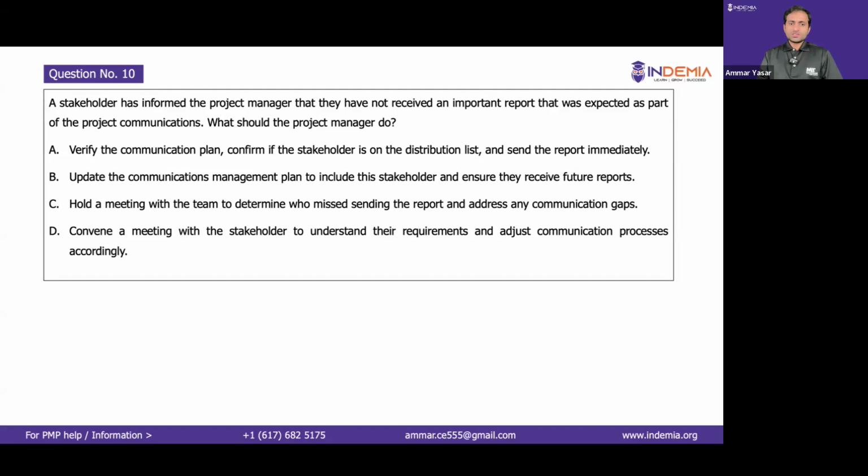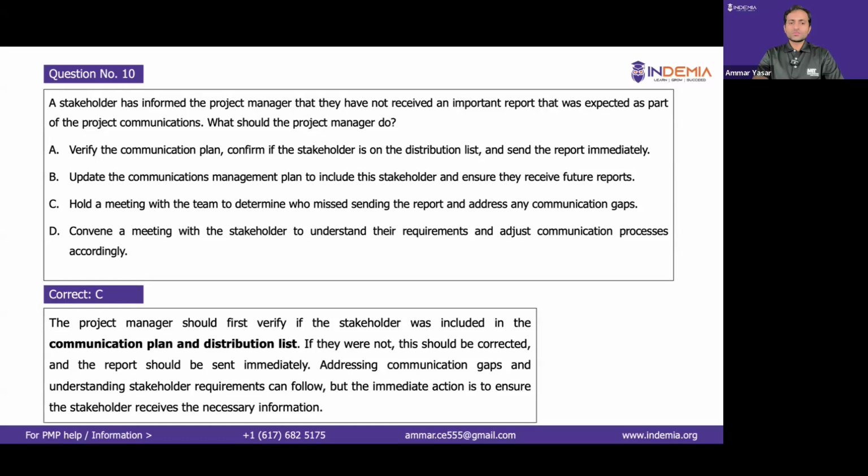Option D, convene a meeting with the stakeholder to understand their requirements and adjust the communication process. So it's not about a difference in requirements. Requirements are the same. They're just looking for the same report. So you need not change the requirements. So the correct answer is option A, verify the plan, confirm if the stakeholder is on the distribution list. If they are, then just share with them.